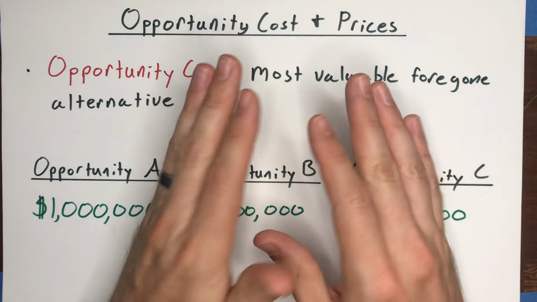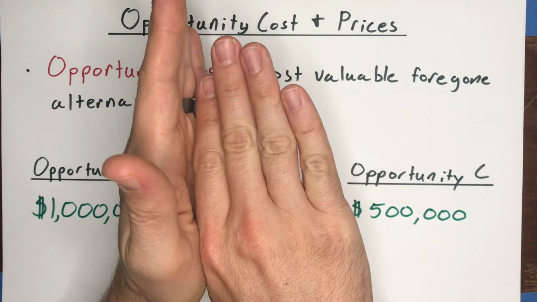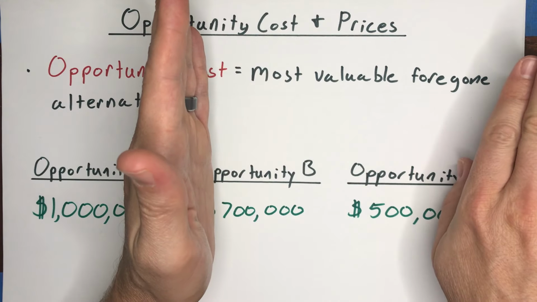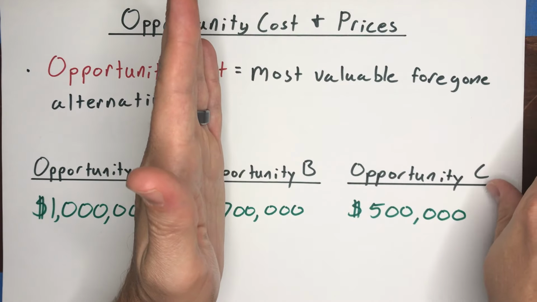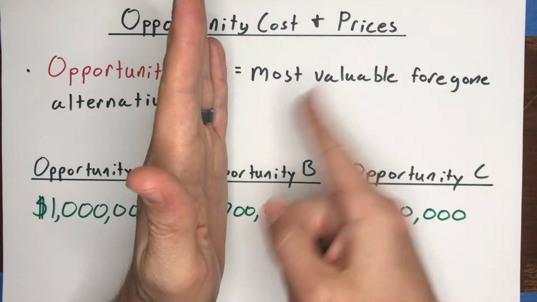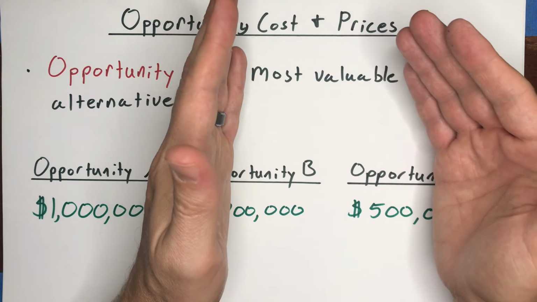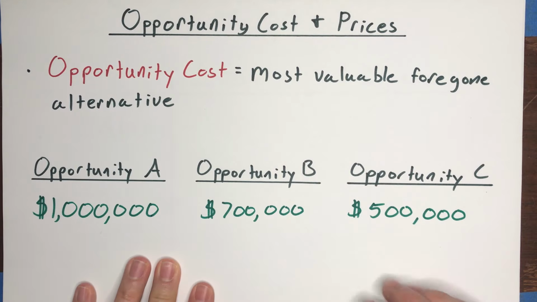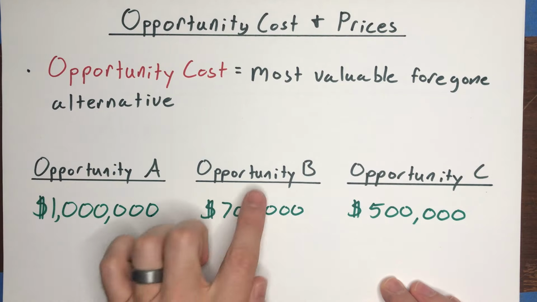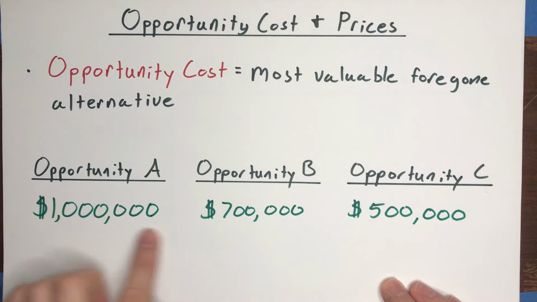Okay. Now, notice that I said if you say yes to one thing, you're saying no to everything else. But your opportunity cost is not the everything else that you could have done. It's just the one other thing that you would have done. It is your most valuable foregone alternative. So think about it in these terms. Suppose you have 3 different business opportunities. Opportunity A, B, and C. And opportunity A would net you a profit of $1 million.